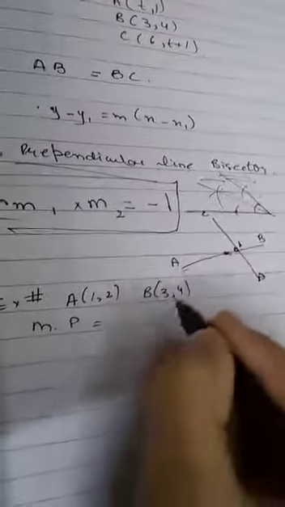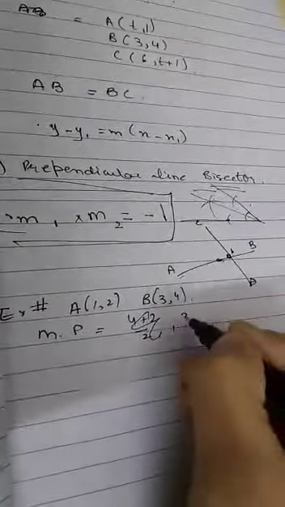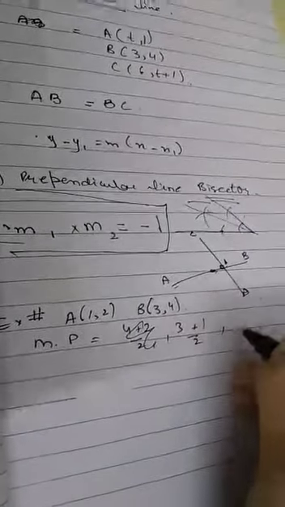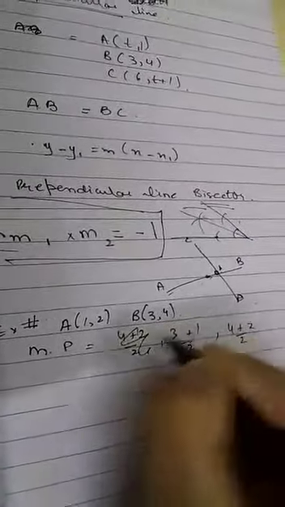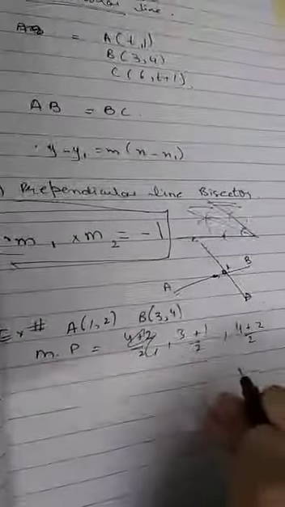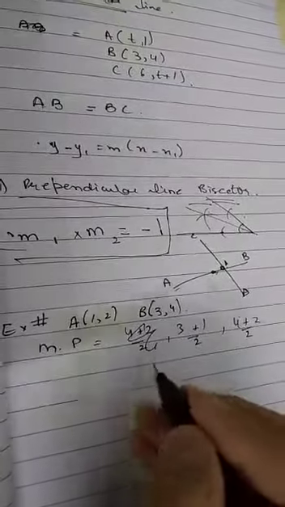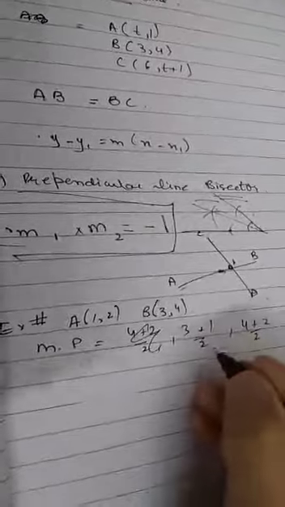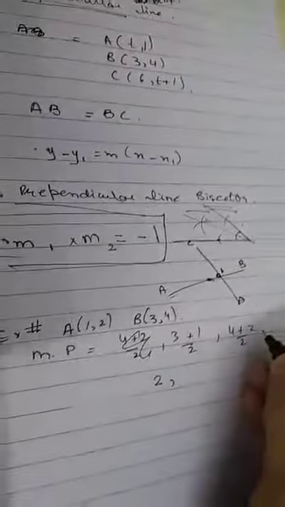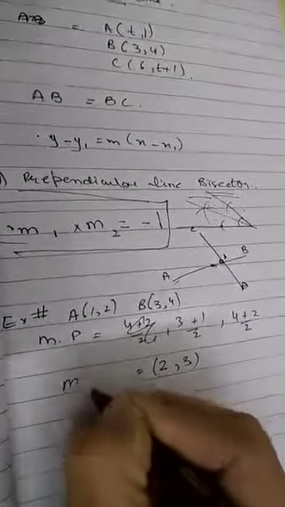which is 4 plus 2 upon 2, 3 plus 1 upon 2. I just did it wrong: I put the y first, which is incorrect. If you do this, you will get the wrong answer. Anyway, 3 plus 1 is 4, 4 divided by 2 is 2, 4 plus 2 is 6, 6 divided by 2 is 3. The midpoint is here.